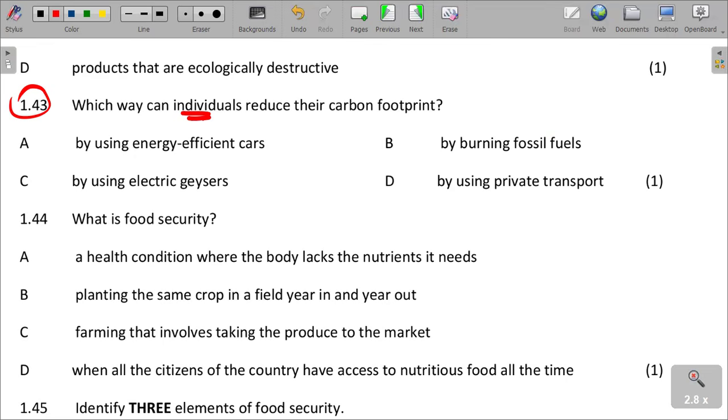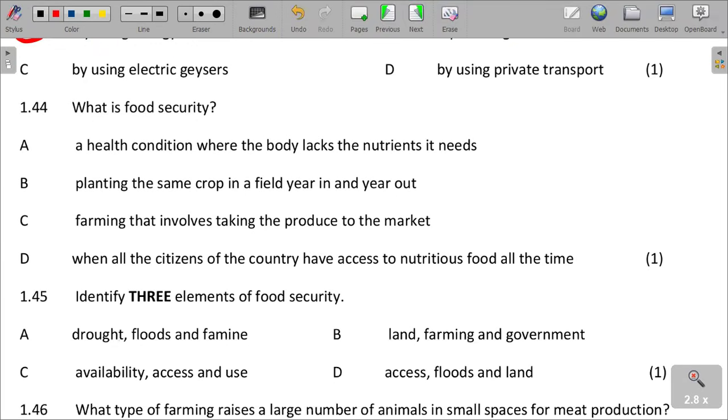It can be by using energy efficient cars, by burning fossil fuels, by using private transport, by using electric geysers. It is using efficient cars. They can actually reduce carbon footprint by reducing carbon emission. So this results in complete combustion that reduces the amount of carbon gas that can be produced.